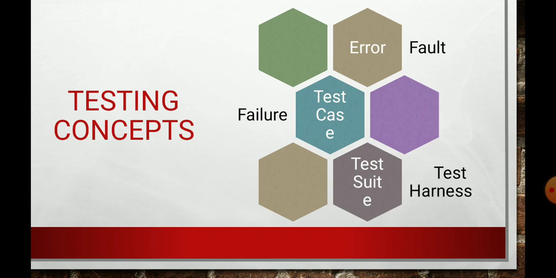Fault. A fault is a state of software caused by an error. A fault is an incorrect step, process, or data definition in a computer program which causes the program to behave in an unintended manner. A fault is a condition that causes the software to fail to perform its required function.